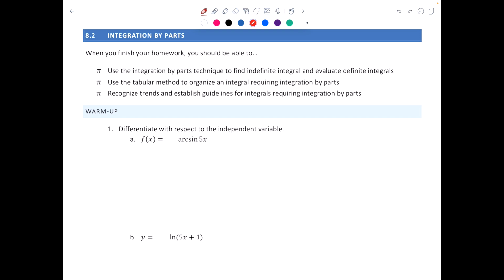So it'll be a little bit of a bumpy ride with integration by parts, but I think you'll learn to appreciate it just like I have. All right, you got this. So we want to warm up by differentiating with respect to the independent variables.